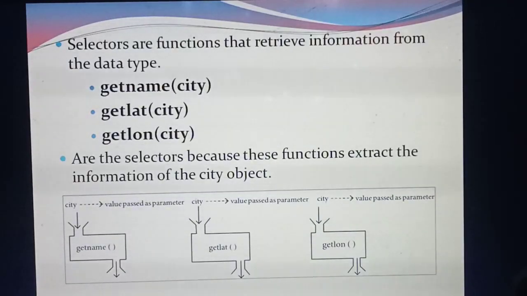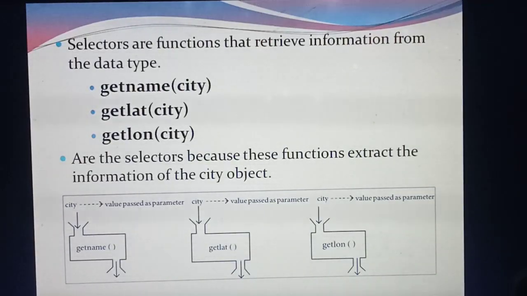So the next one is selectors. You have already studied selectors. What do you mean by selectors? Selectors are the functions that retrieve the information from the data type. They retrieve or get the individual pieces of information separately. What are the individual pieces? Get name of city, get latitude of city, get longitude of city. Separately you need to get.